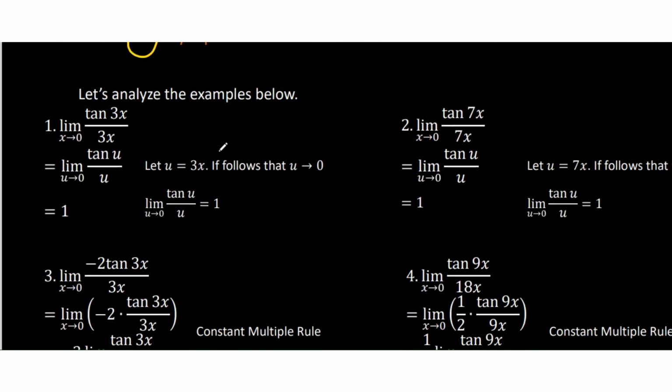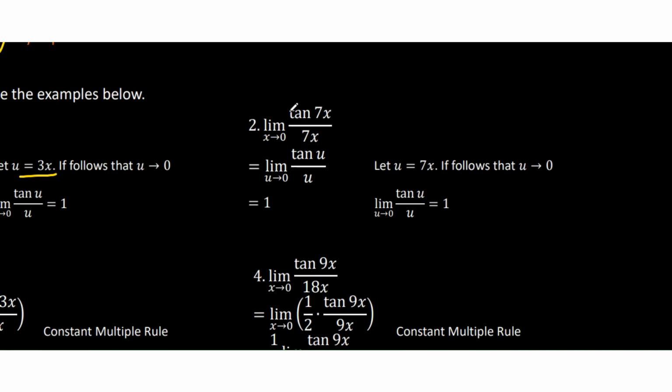Let us observe the first. Here, this is 3x and 3x. They are already the same. Therefore, that can immediately be 1, even if you will not rewrite that into u that is equal to 3x. Since they're already the same, then you can now have 1. And so with this, they are the same. That is tangent 7x over 7x.